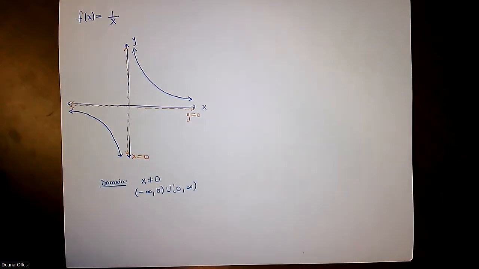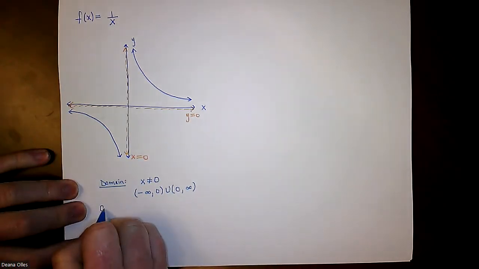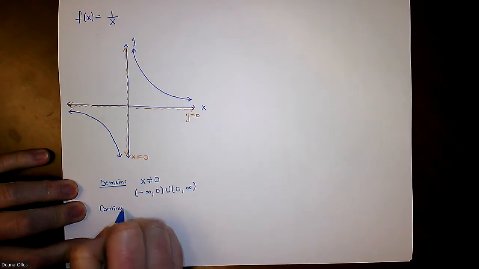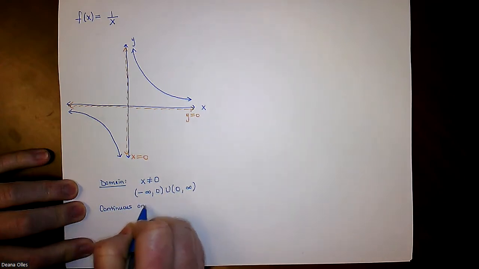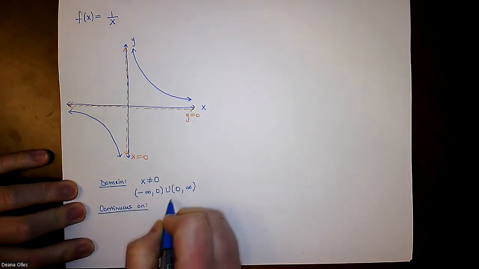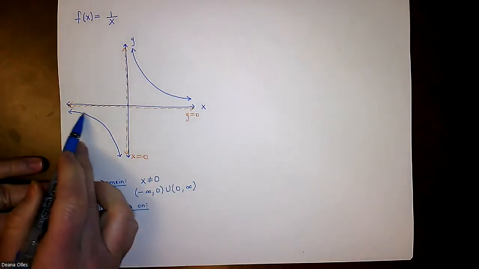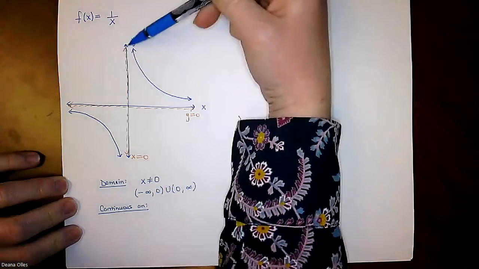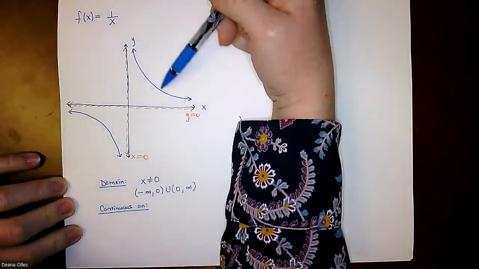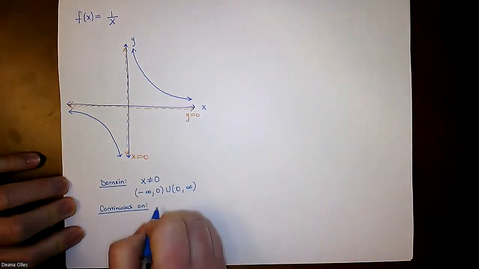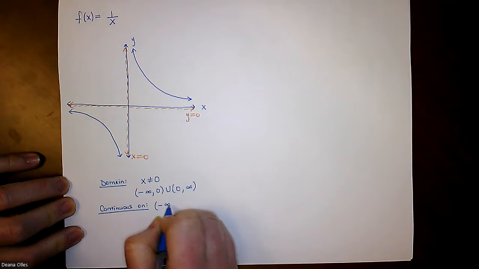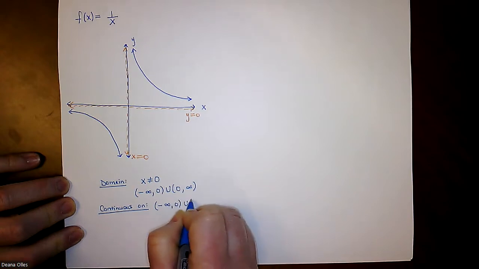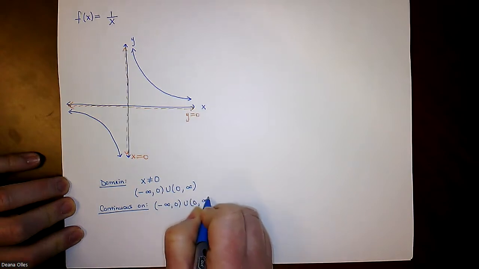Then I look at the graph of the function and I realize for continuity that the function is actually continuous over its own domain. So the function is continuous from negative infinity all the way to 0, but not including 0, and then again from values very, very close to 0 all the way towards positive infinity. So this function is continuous on its own domain, negative infinity to 0 and 0 to infinity.